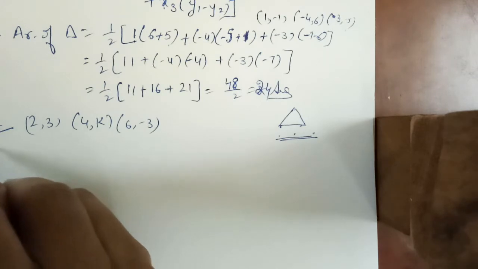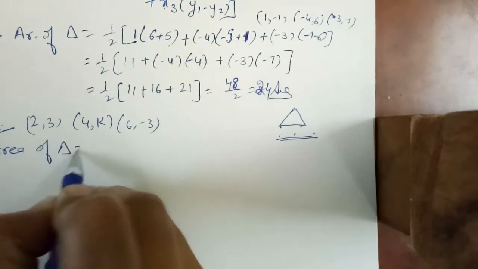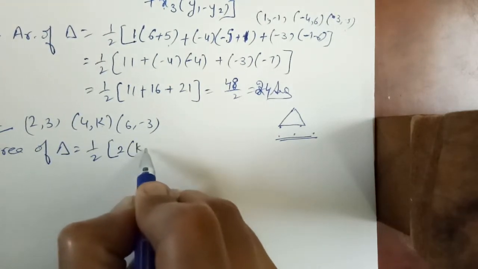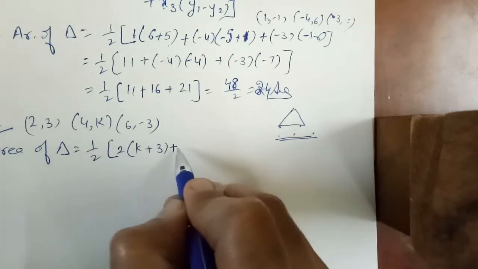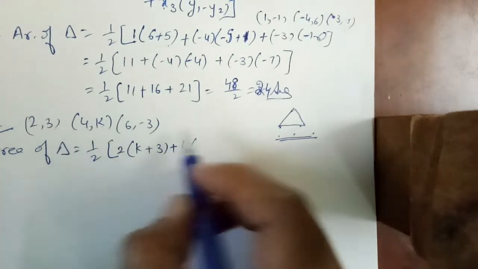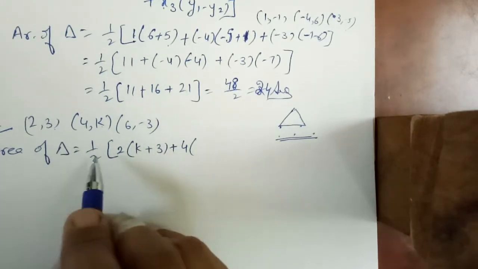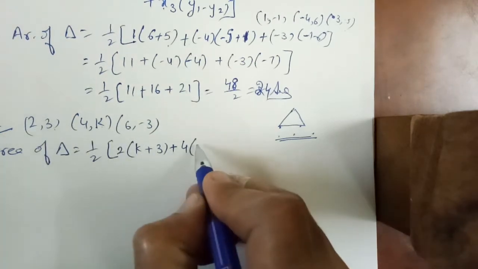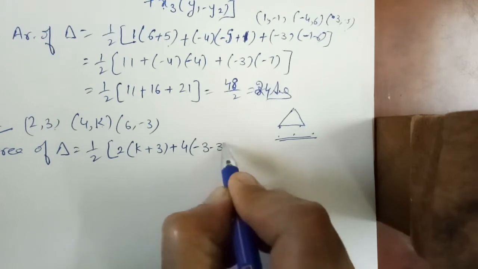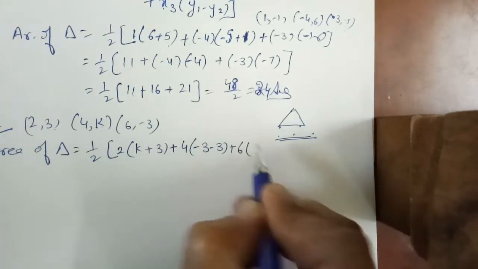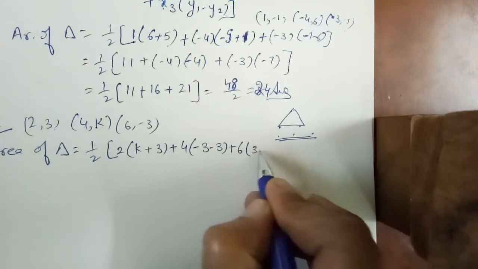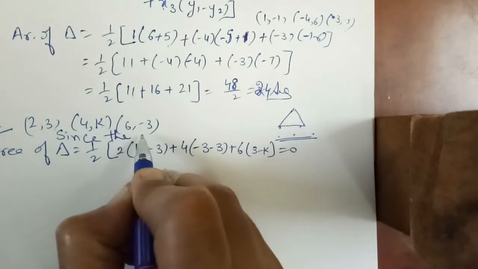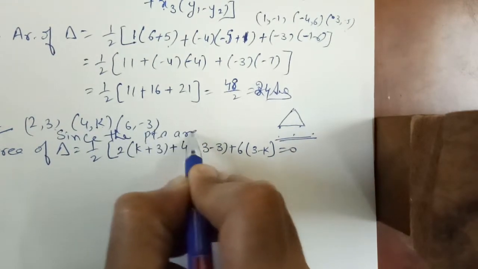Given coordinates, then the area of the triangle is equal to half of x1, 2 (y2 minus y3), k plus 3, plus y2, 4 (y3 minus y1). Next point has to be adjusted, keep this in mind: if x1 then y2, y3; x2 then y3, y1; x3 then y1, y2. 4 into minus 3 plus 6, its value will be 3 minus k is equal to 0. Here first show that since the points are collinear.